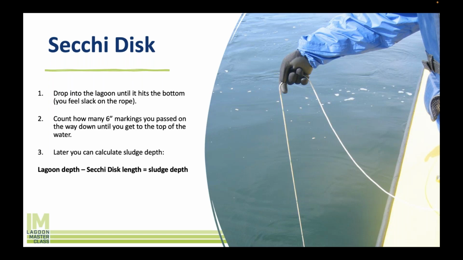So that's what we typically recommend: the Secchi discs plus the sludge judge. Those are the only pieces of equipment you need to do a sludge survey, including obviously a boat.